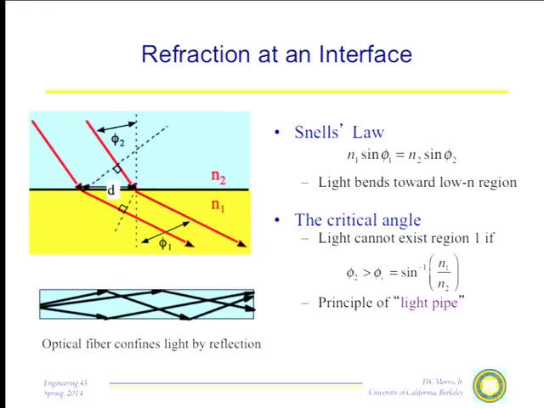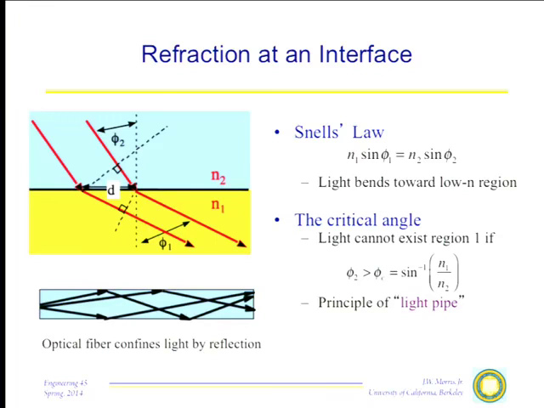I won't go through the derivation here, but it says that if we take φ1 as the angle with respect to the normal of the beam in the material with index n1, and φ2 is the angle in the material with index n2, n1 sin φ1 is n2 sin φ2. What this tells us is that the beam of light is bent toward the region with the higher index of refraction, the region where the light is moving more slowly. Now that has many consequences.